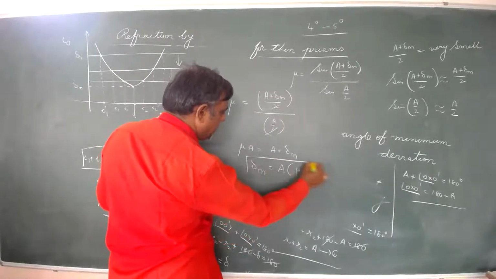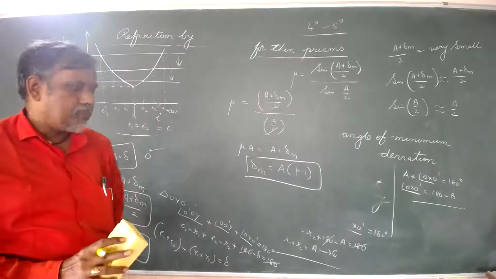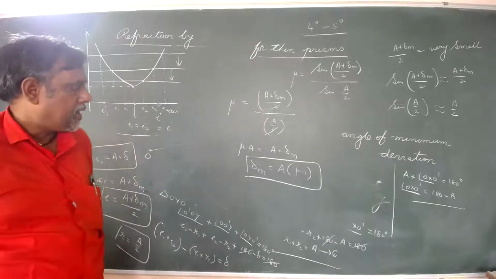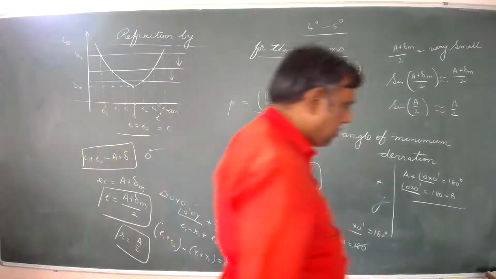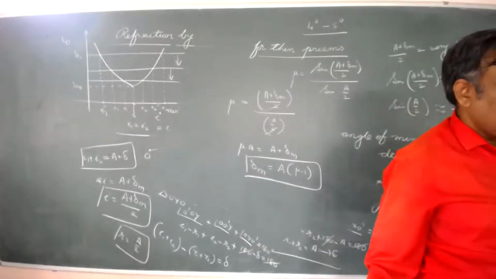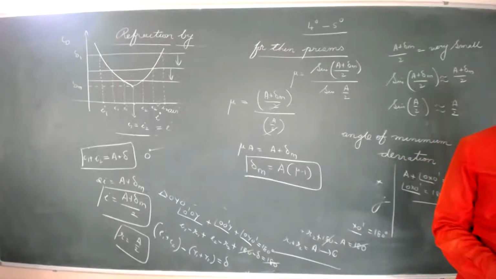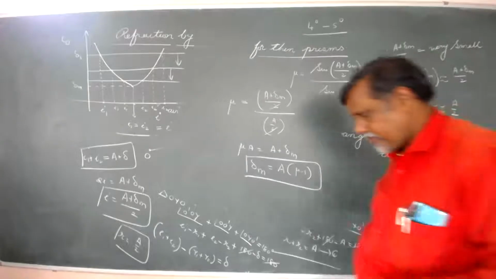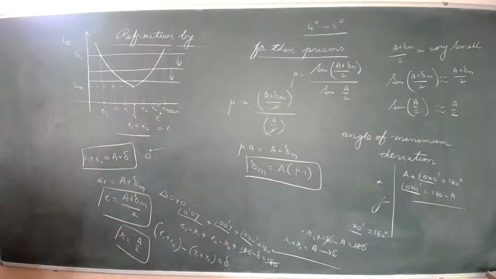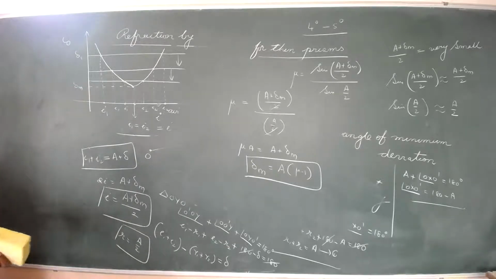This is the angle of minimum deviation for a thin prism: delta m is equal to A into (mu minus 1). This is another important equation that we have to keep in mind while solving problems. Understood? This is how refraction takes place in the case of a glass prism.